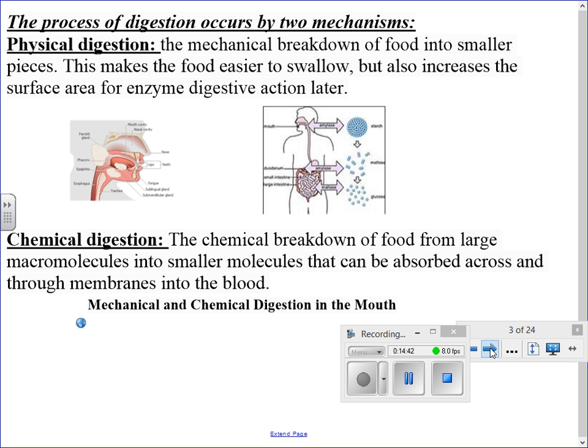So before we can really elaborate on where everything is happening, we actually have to be more specific about digestion. There are two types of digestion: physical and chemical. And so what I'll do is just pause here for a second so that you can write this down, and then I've got a little video clip to help illustrate the difference.